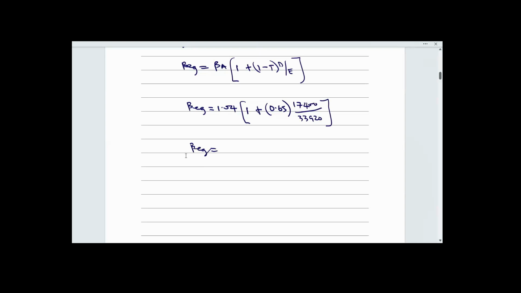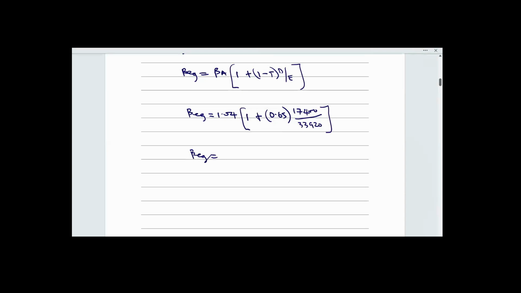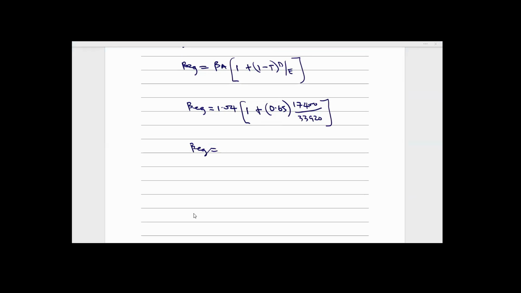You are going to start from the division. All right. So say 17,400 divided by 33,920 equal, multiply by the bracket 0.65 equal plus 1 equal, multiply by 1.04 equal, that's 1.39. So the beta equity of a gear is 1.39. Okay, so that's that.